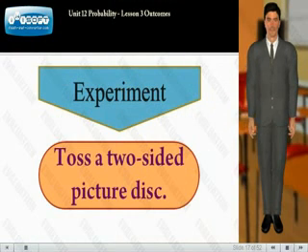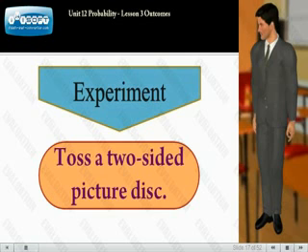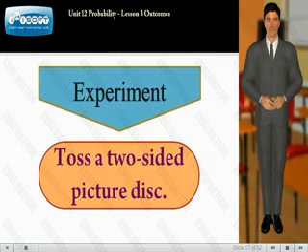Let's try the first experiment. Our first experiment is to toss a 2-sided picture disc. So an experiment is something that you want to do to get some results out of it. So what I want to do is toss a 2-sided picture disc and then see what happens once it is tossed.